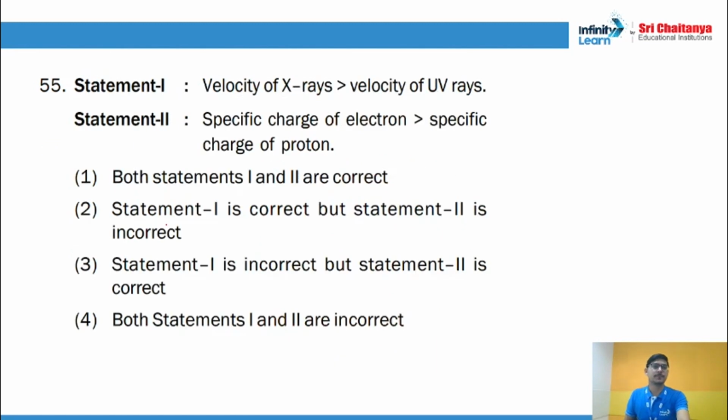Next question, velocity of X-rays is greater than the velocity of UV rays? No, the velocities of all electromagnetic radiations are equal, right? In vacuum, it is equal to 3 lakh kilometer per second. So statement 1 is incorrect.